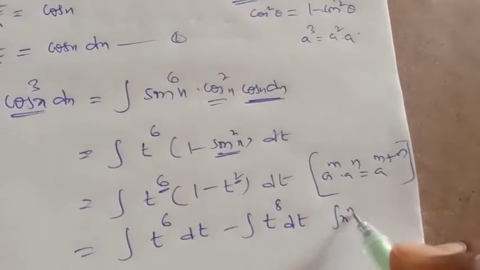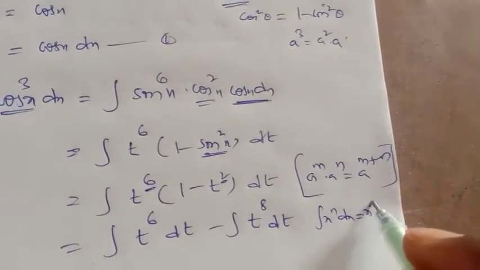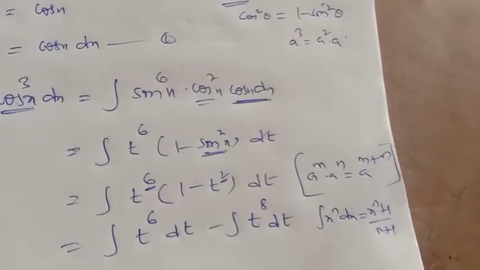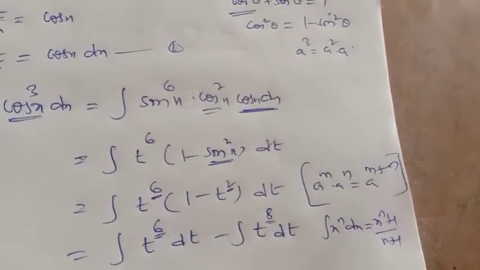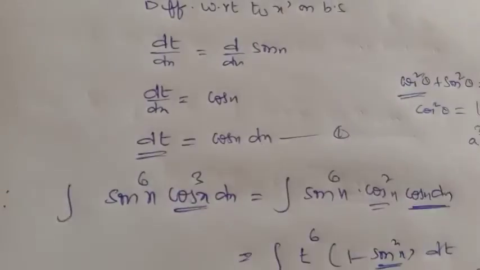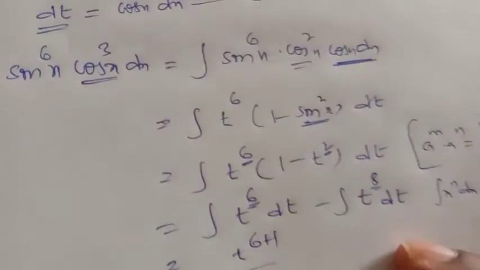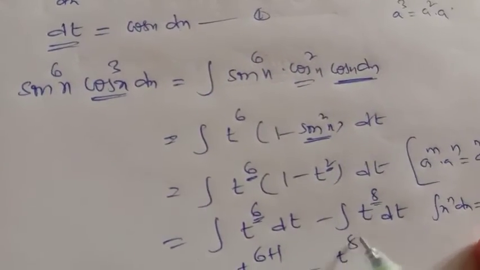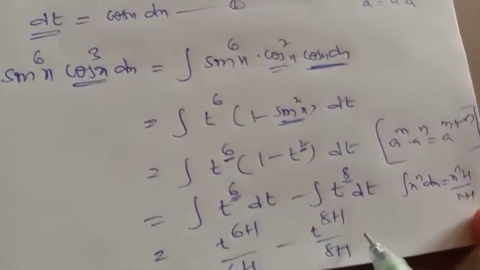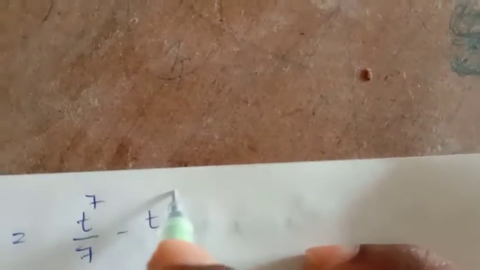Here we have the formula integral of x to the power of n dx equal to x to the power of n plus 1 by n plus 1. Here n equal to 6, here n equal to 8. Therefore t to the power of 6 plus 1 by 6 plus 1 minus t to the power of 8 plus 1 by 8 plus 1 plus c, that equal to t to the power of 7 by 7 minus t to the power of 9 by 9 plus c.